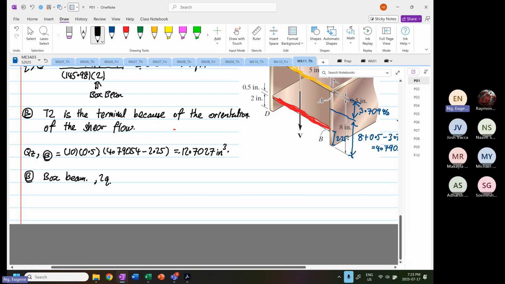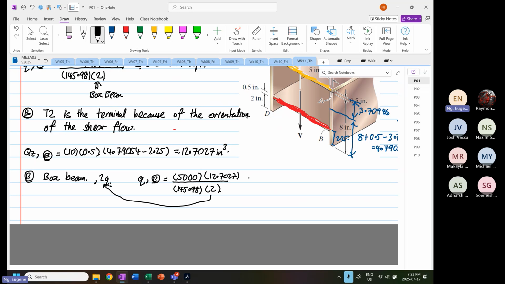So when that's the case, small q at point B, again, straightforward, V divided by I, which is 145.98, multiply by 12.7027, and then divide by 2, because the 2 over here, because we declare that it is box B.